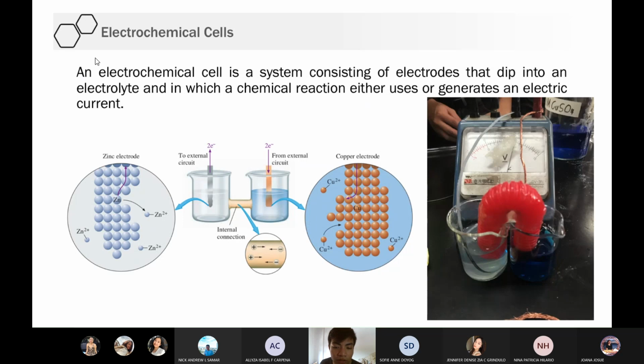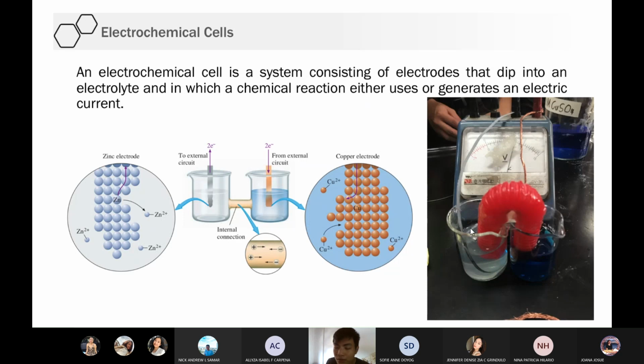Okay, so let's talk about electrochemical cell. An electrochemical cell is a cell or a system which consists of electrodes that dip into an electrolyte and in which a chemical reaction either uses or generates electricity. So, ibig sabihin nun, pag sinabing electrochemical cell, you have this setup.